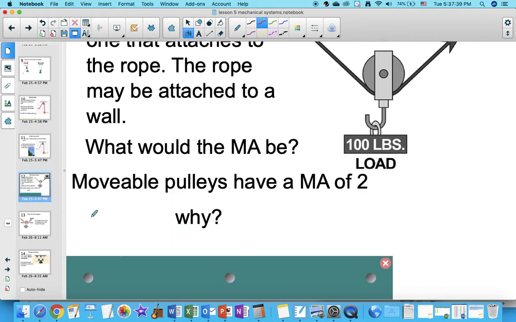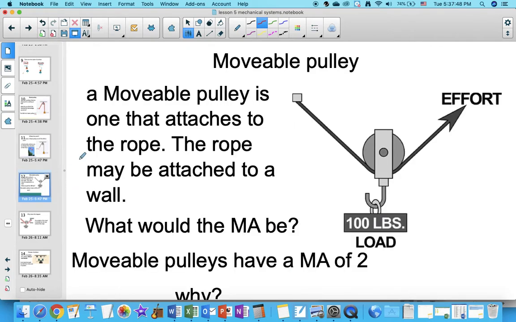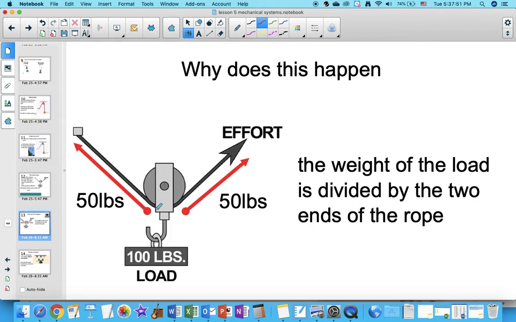Well, what's the difference, other than one being movable and one being fixed? Why does a fixed pulley have a mechanical advantage of 1, while a movable pulley has a mechanical advantage of 2? Well, it all comes down to how the rope is oriented, right? So when you look at a movable pulley, and we have this 100-pound load attached to it, the weight is distributed along this rope and along this half of the rope. So because the weight is distributed in 2 different directions, it's cut in half.